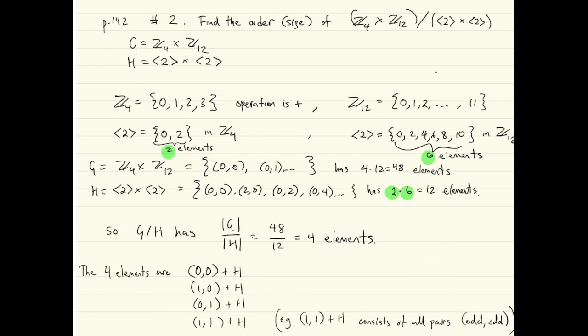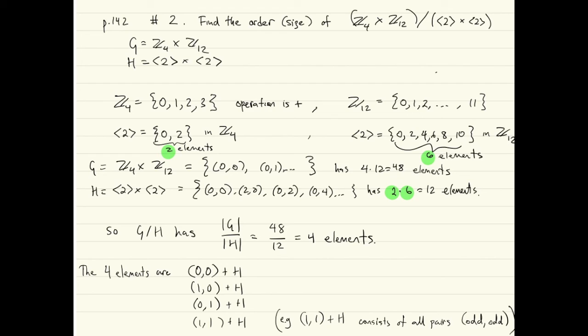Z4 is just the numbers 0, 1, 2, 3. The group operation is addition. Similarly, Z12 is 0 through 11, and the group operation is addition. Now, the subgroup generated by 2 in Z4 is found by taking the multiples of 2: 2, 4, 6, 8, but we're in mod 4 land, and so 4 is the same as 0. So 2, 4, 6, 8 just becomes 2, 0, 2, 0, and so forth.